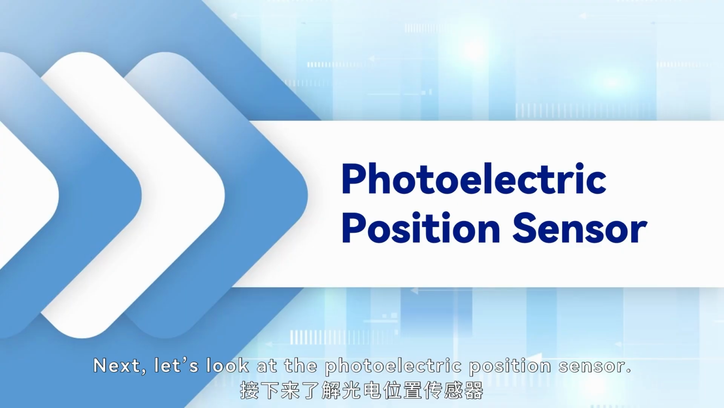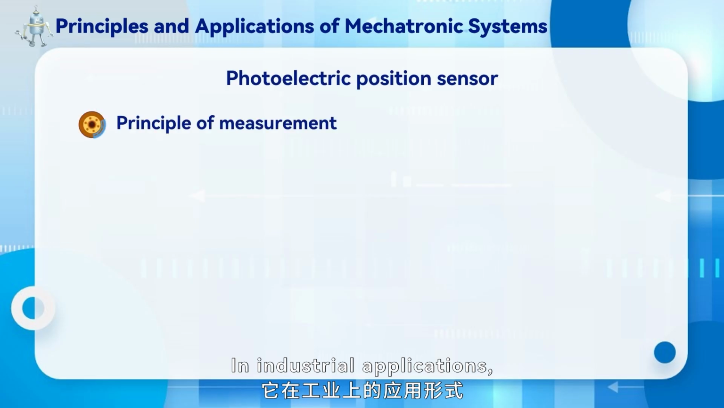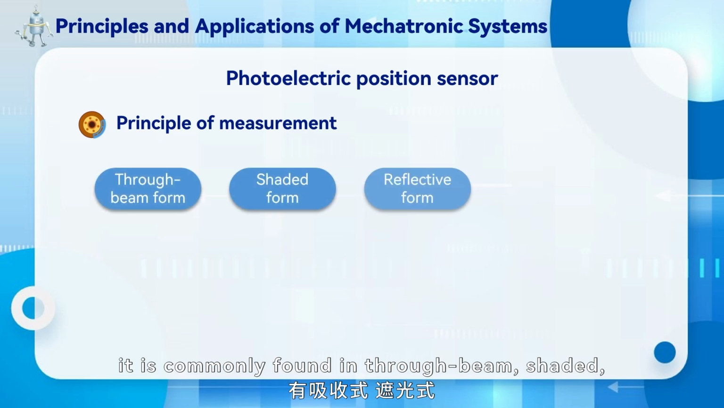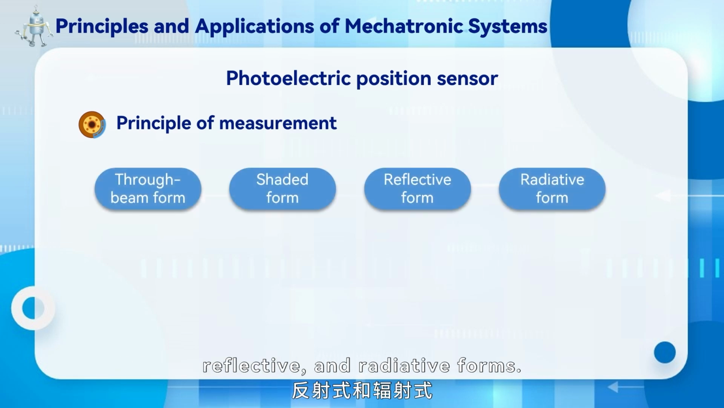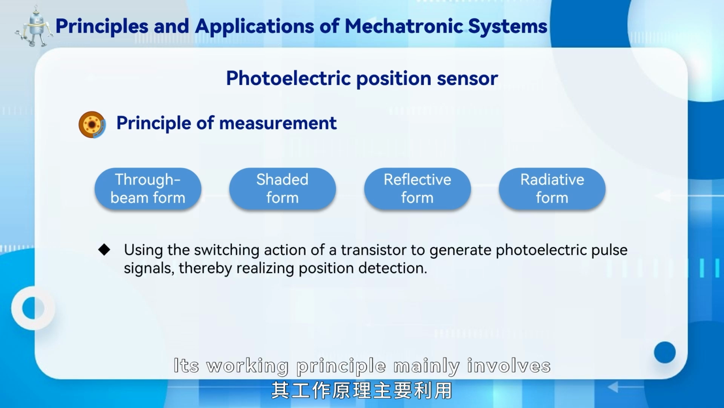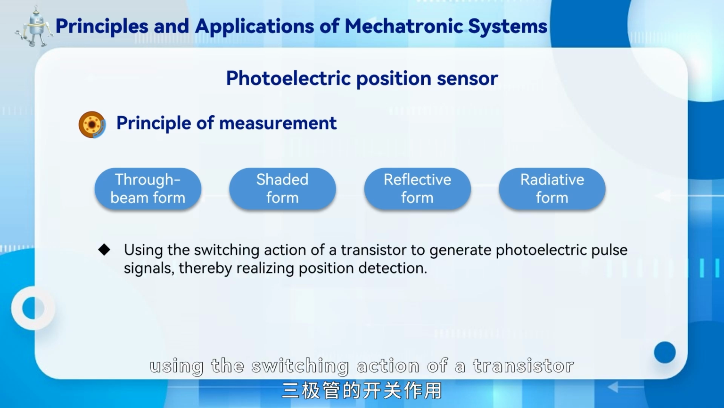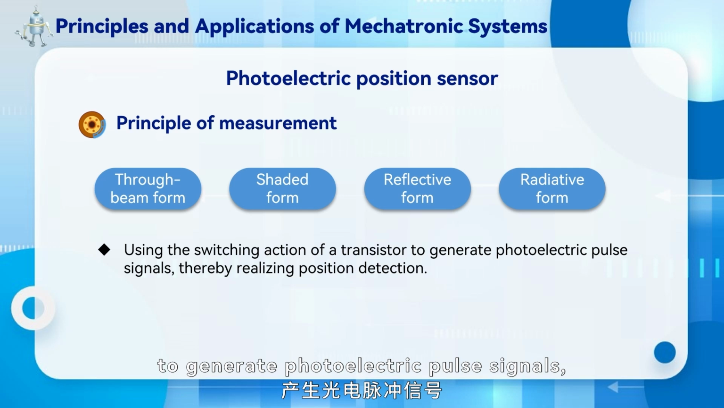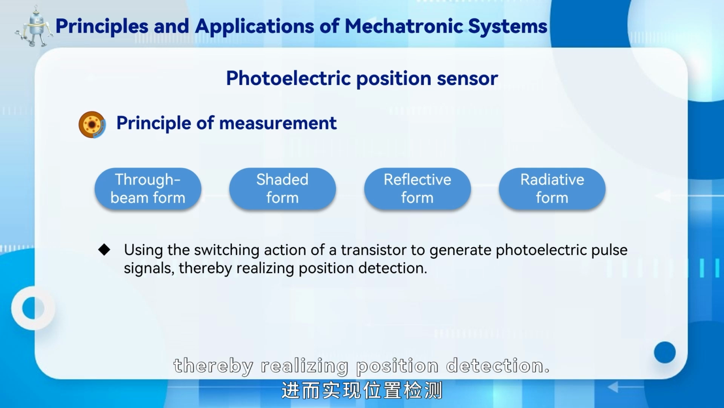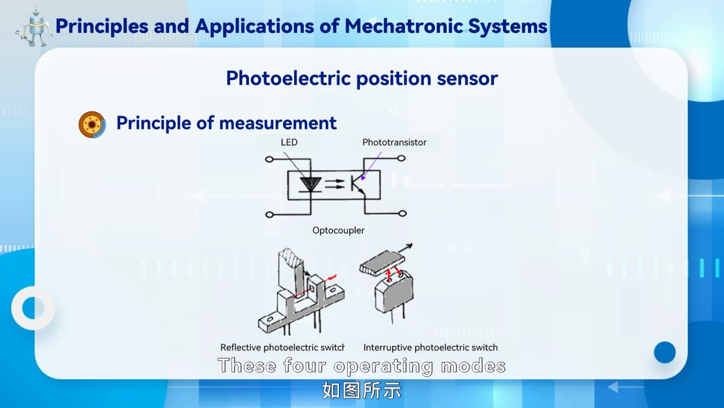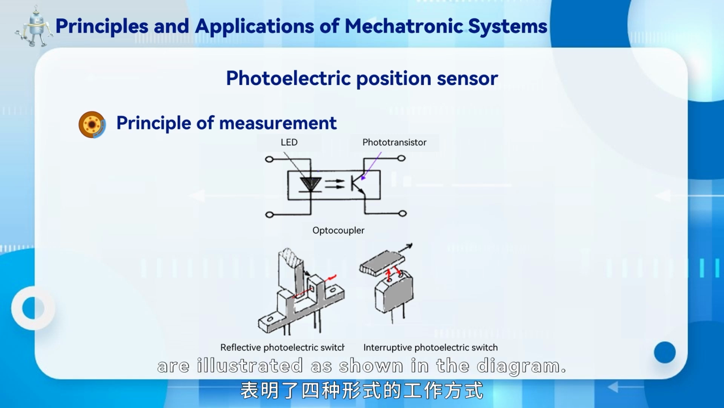Next, let's look at the photoelectric position sensor. In industrial applications, it is commonly found in through beam, shaded, reflective, and radiative forms. Its working principle mainly involves using the switching action of a transistor to generate photoelectric pulse signals, thereby realizing position detection. These four operating modes are illustrated as shown in the diagram.